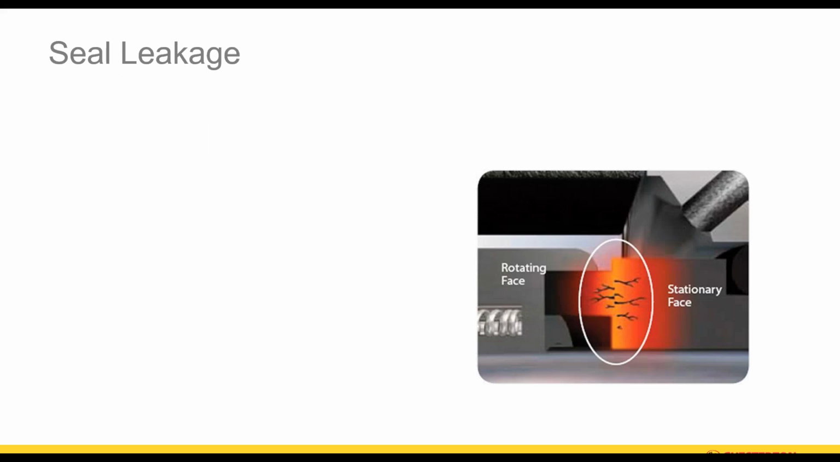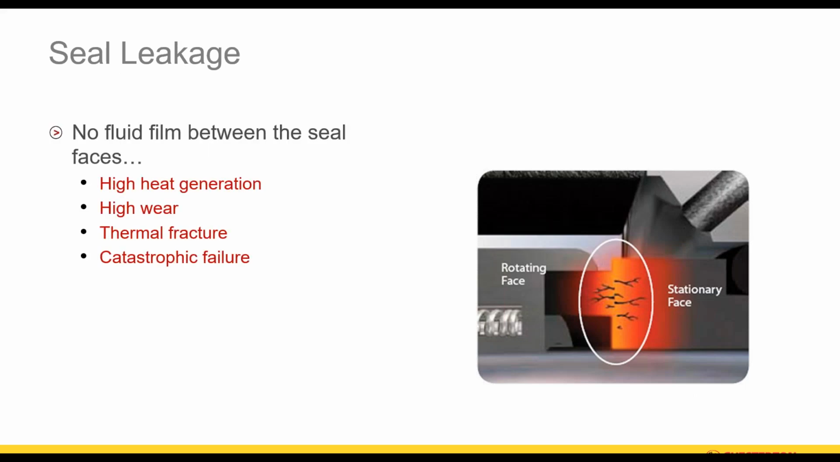So finalizing this concept of the seal leakage, what happens if you don't have leakage? And this is where the problems begin. If there's no fluid film between the seal faces, you'll get very high heat generation because of the frictional heating. You will also get very high wear because there's no lubrication. So the two seal face materials are actually digging into each other. You can actually end up with thermal fracture.